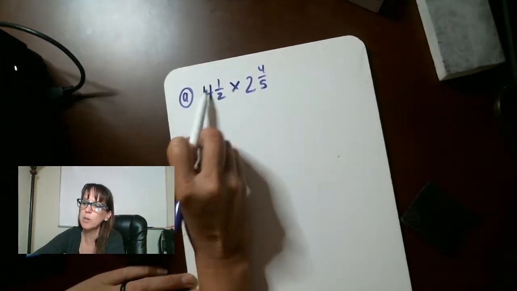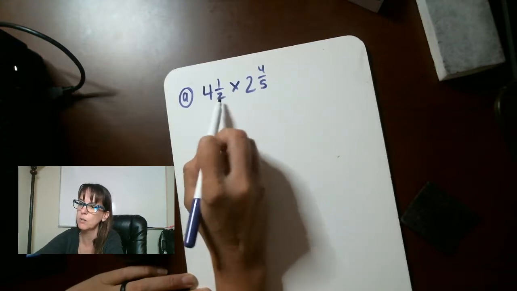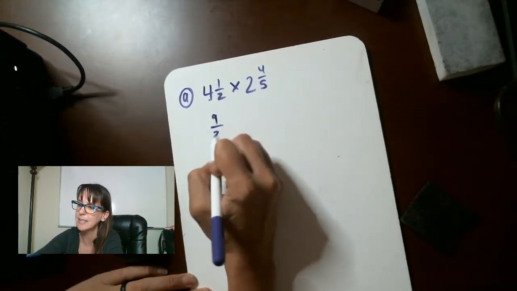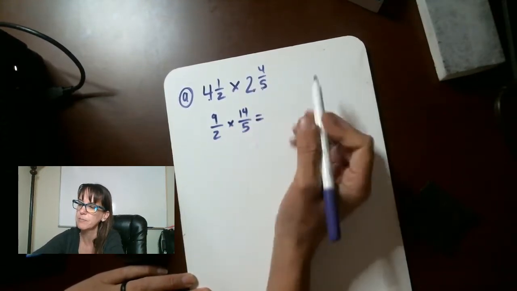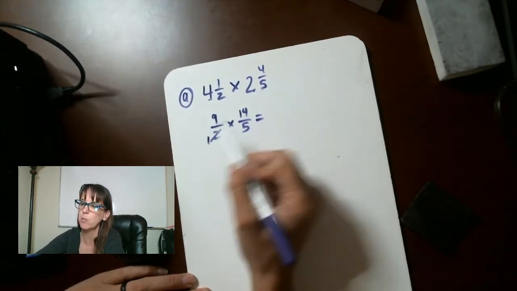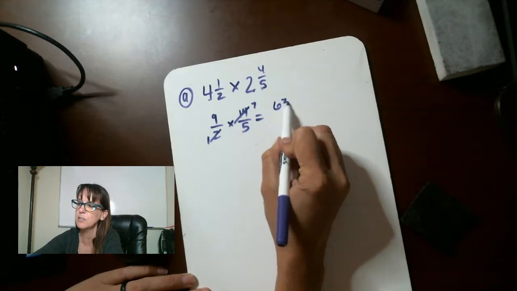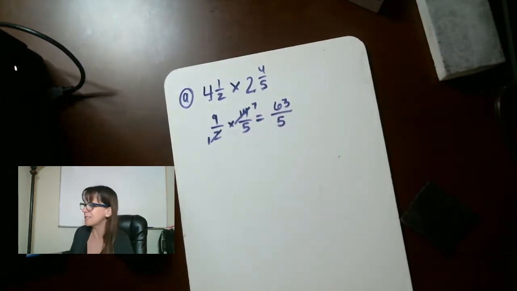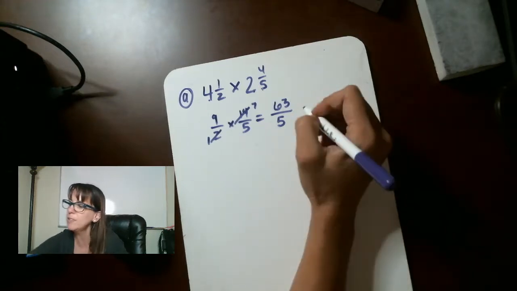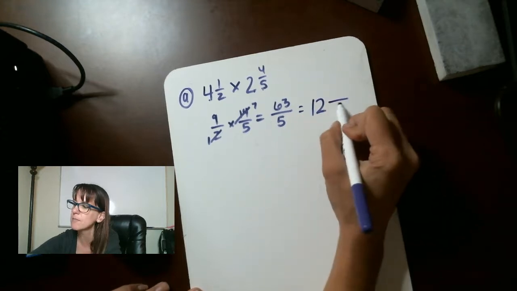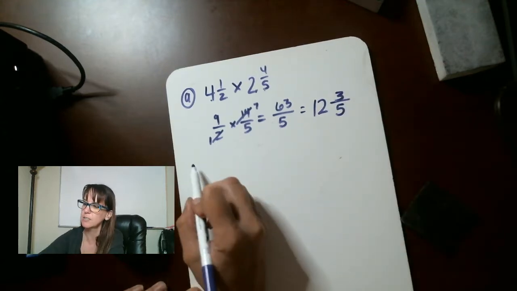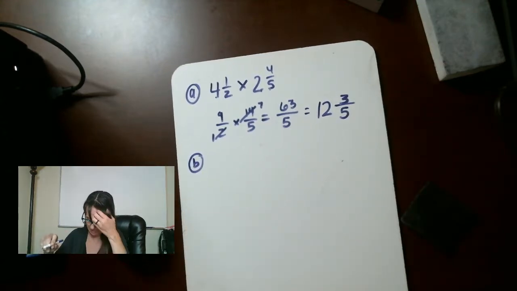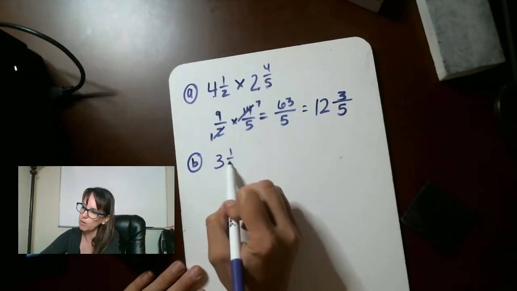2 4/5. Again, we're gonna put these into improper fractions. So 2 times 4 is 8 plus 1 is 9. 9 halves. Times 5 times 2 is 10 plus 4 is 14 over 5. Let's do some cross cancel. We can divide this by 2, we get 1. Divide this by 2, we get 7. 63 over 5. How many times does 5 go into 63 without going over? 12 and change, so we're going to convert this. 12 times 5 is 60. From 60 to 63 is 3. There's answer A.